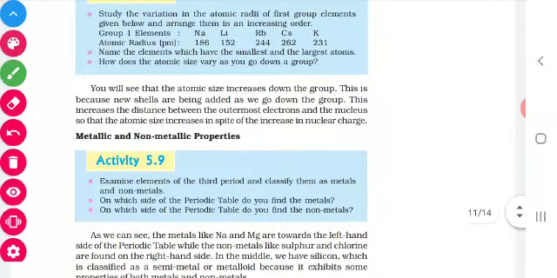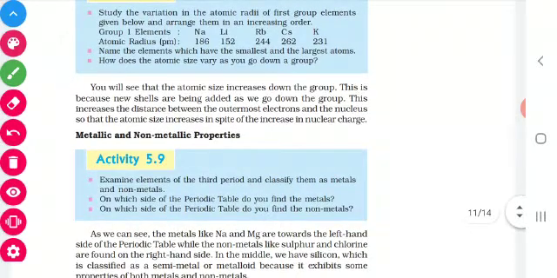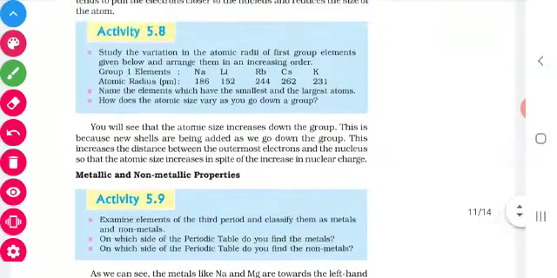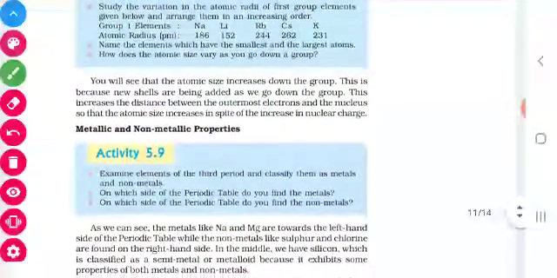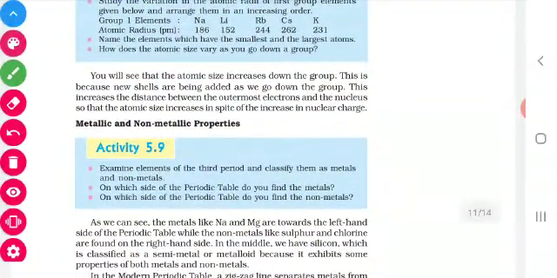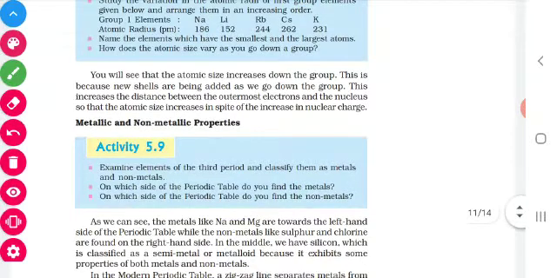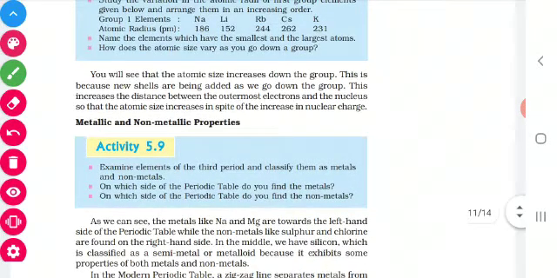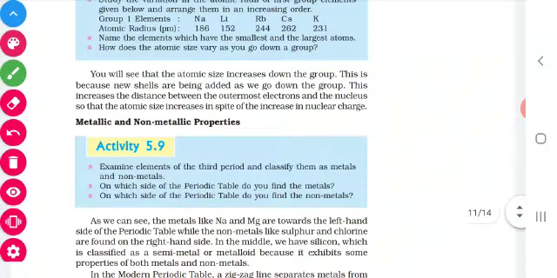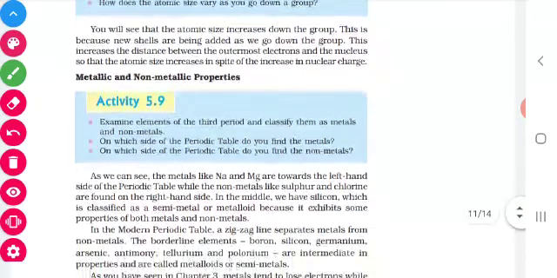You have to write the electronic configuration of lithium up to cesium. What happens is the extra electrons go to the extra shell. The outermost electrons go to the extra shell. So the nuclear charge effect will decrease and the radius will increase. This also you have to do and come for the mid class.